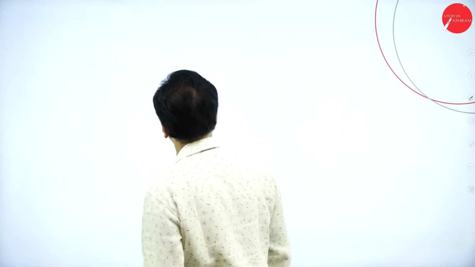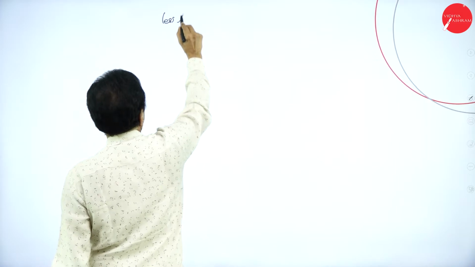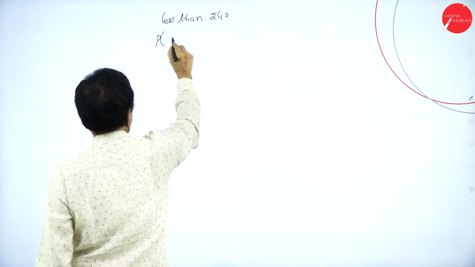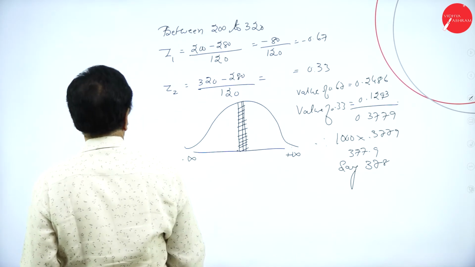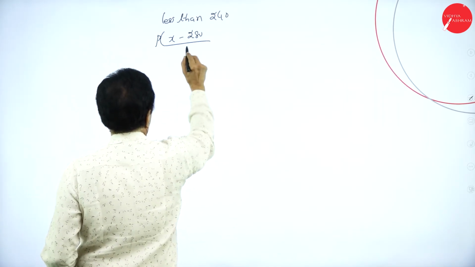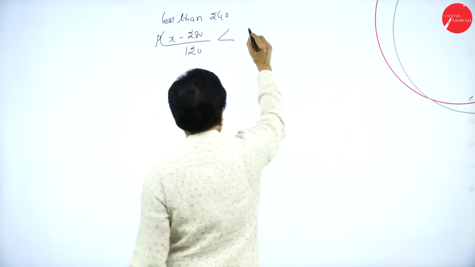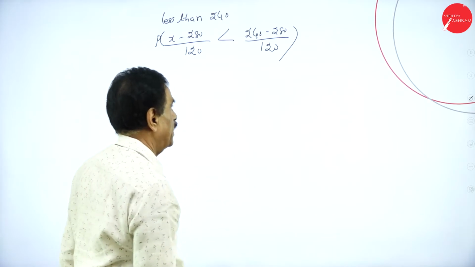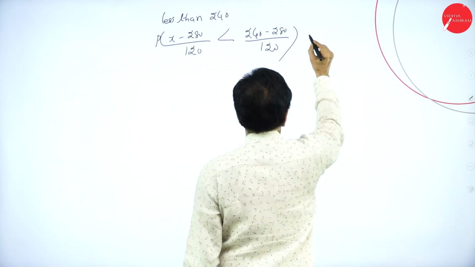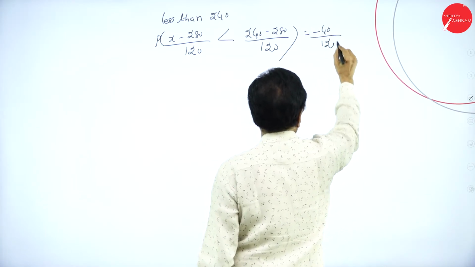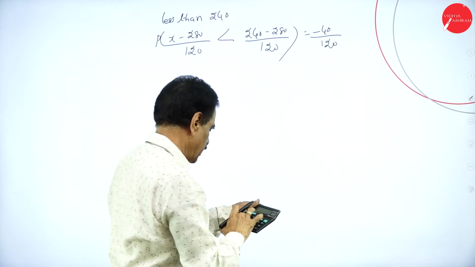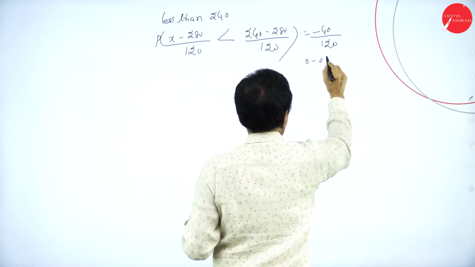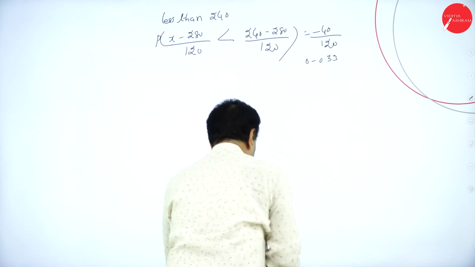Last one, less than 240. Formula: P of X minus your mean 280 divided by 120, less than 240 minus 280 divided by 120. This is nothing but minus 40 divided by 120, which is 0.33. The 0.33 value we have already found out.